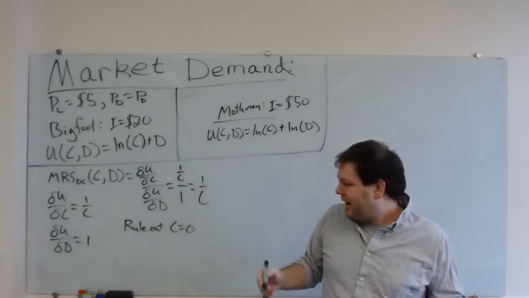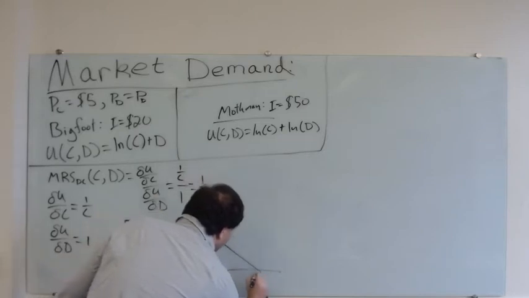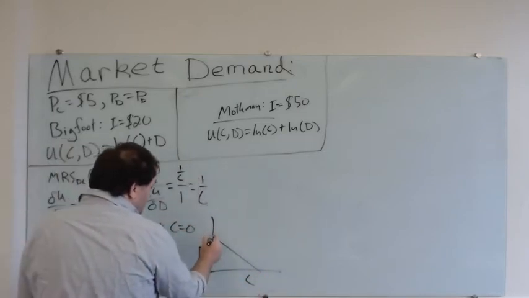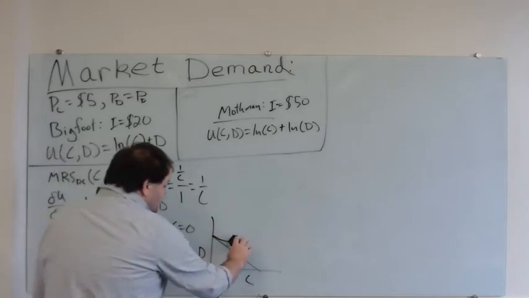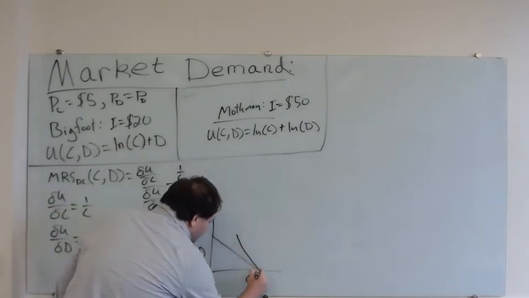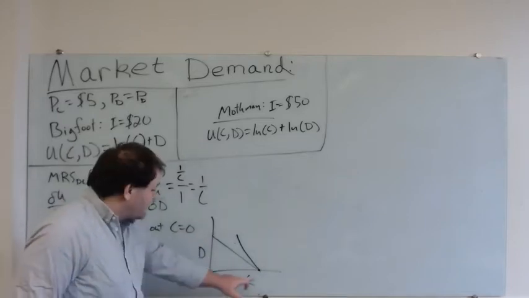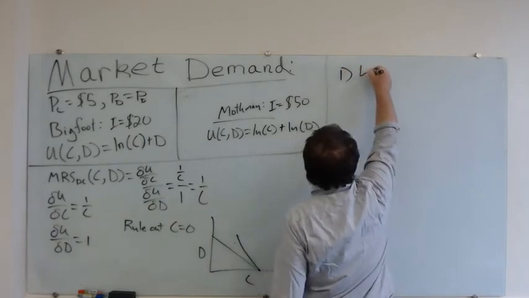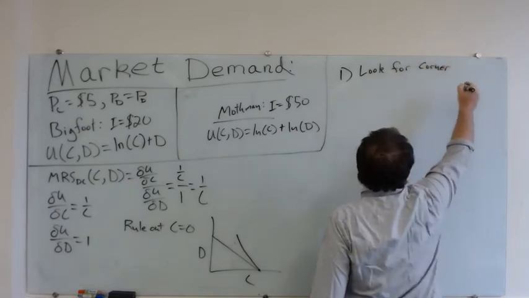If we think about this graphically, we've got chicken and we've got dolly paintings. In order to have no chicken, we would need an MRS that's less steep than our budget constraint, which we said isn't possible when we don't have any chicken. In order to have no dolly paintings, we need our MRS to be at least as steep as the budget constraint when we're spending all of our money on chicken. So let's start by looking for the corner where D equals 0.